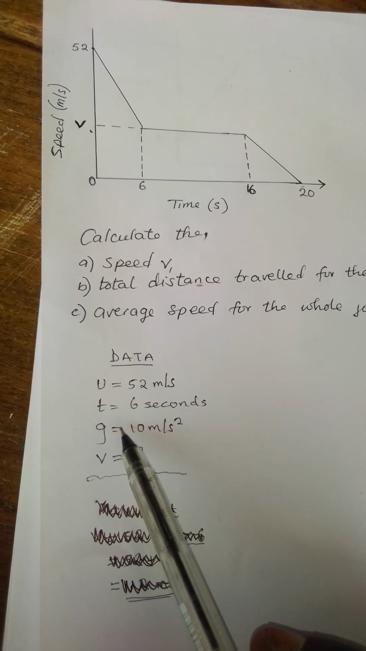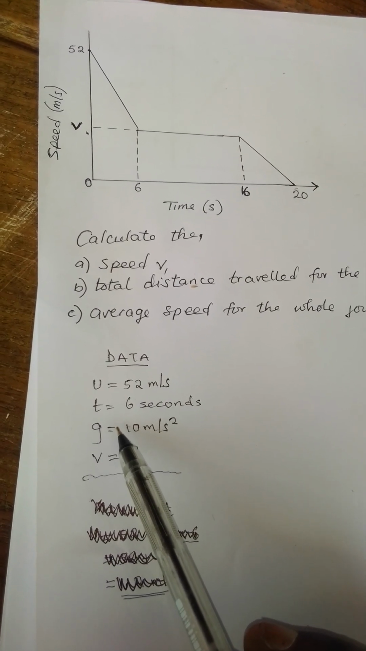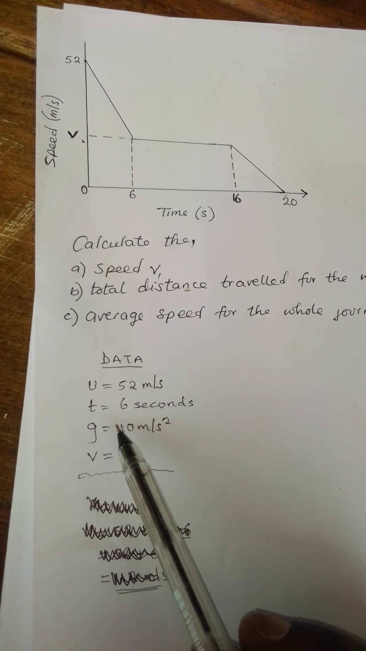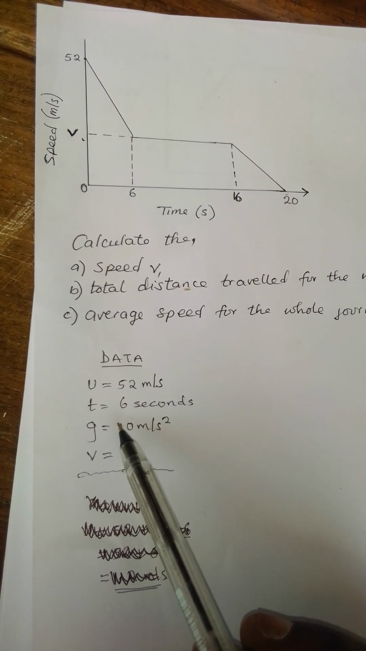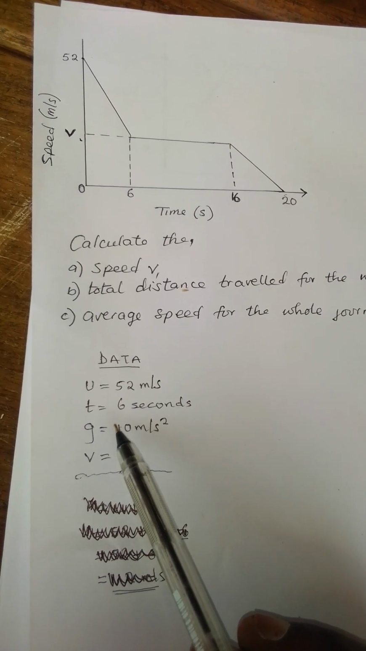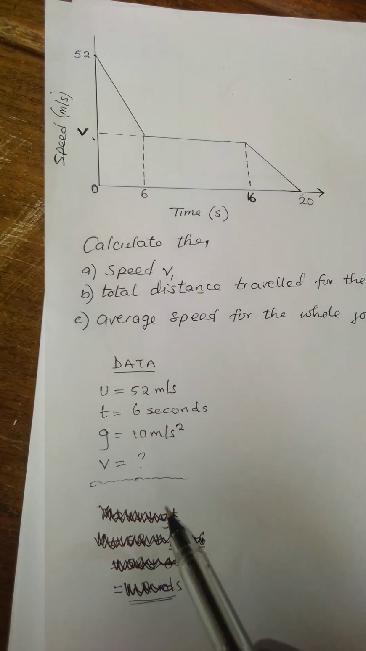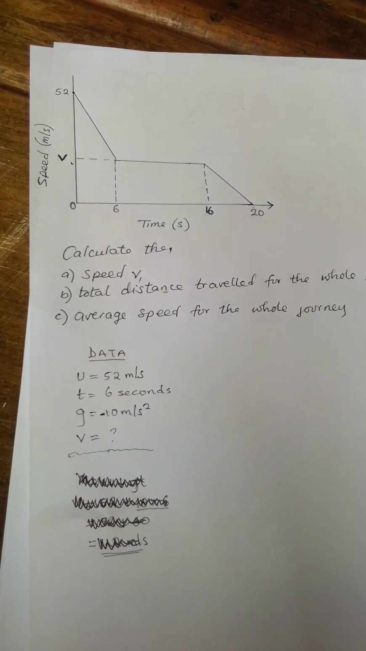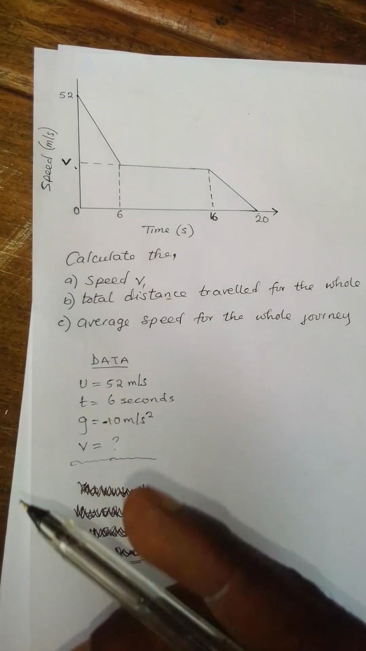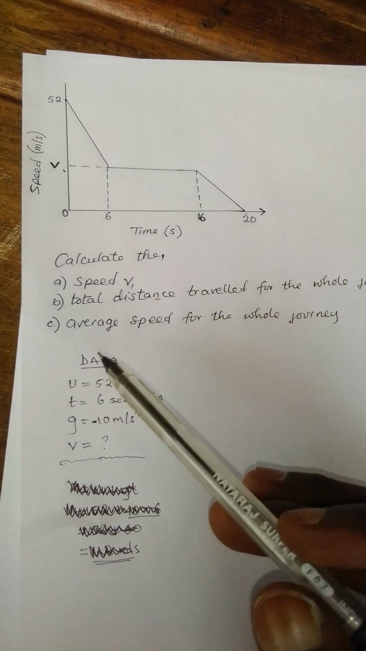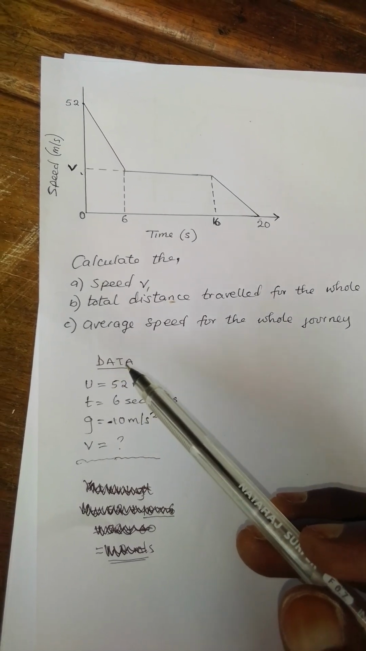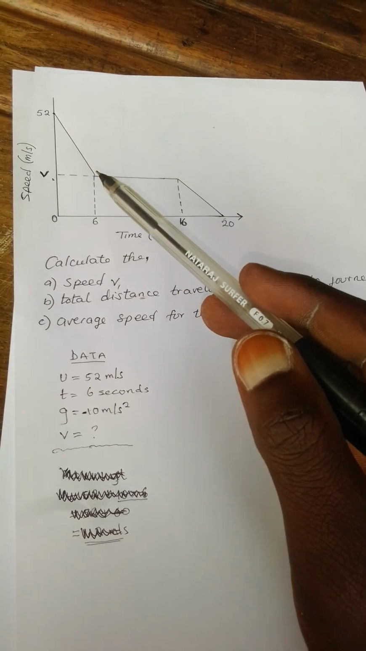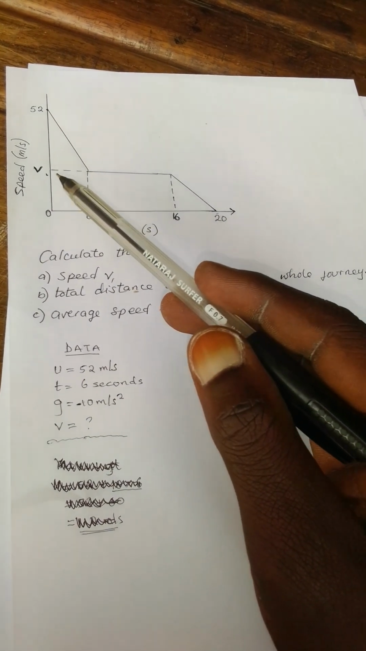Whenever an object is falling down, it falls down due to acceleration due to gravity. So acceleration due to gravity is always negative 10 meters per second squared. So this one should be negative 10 because there's that attraction force, acceleration due to gravity, g. We have our initial velocity here, which is 52. That's where our object started from. Then it ended at v here.